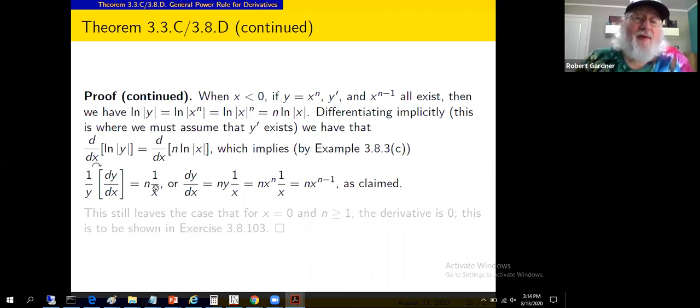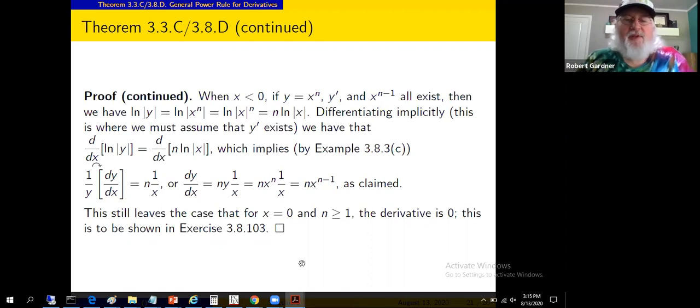Right-hand side, similarly, we've got an n. Differentiate log absolute value of x. You'll get 1 over x. Even if x is negative, you need the absolute values here. You'll get this out as a derivative. See example 3.8.3 part C from this section. Okay, so that differentiation produces this. We're looking for dy dx. Cross multiply, take the y to the other side, we get n times y times 1 over x. y was x to the n, so we'll substitute in x to the n for y. We've got n x to the n over x. That's n x to the n minus 1, as claimed.